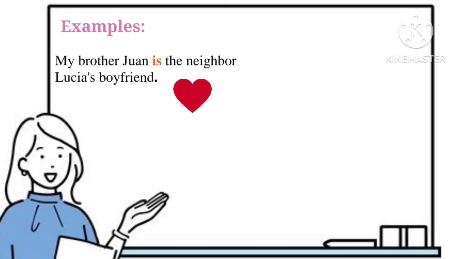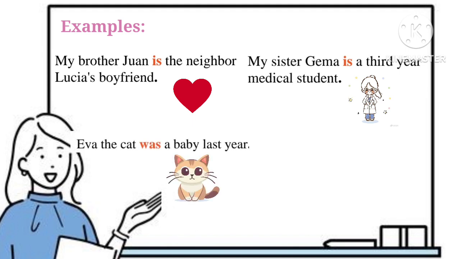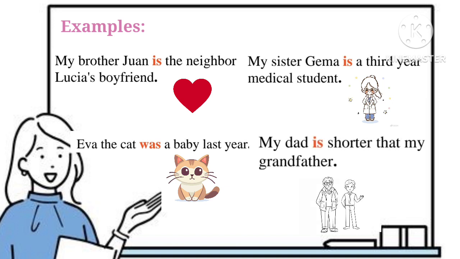It serves as a linking verb to give information about the subject. The information is provided by the subject, which is usually commutative. Example: My brother Juan is the neighbor Lucia's boyfriend. My sister Gemma is a third-year medical student. Eva, the cat, was a baby last year. My dad is older than my grandfather.